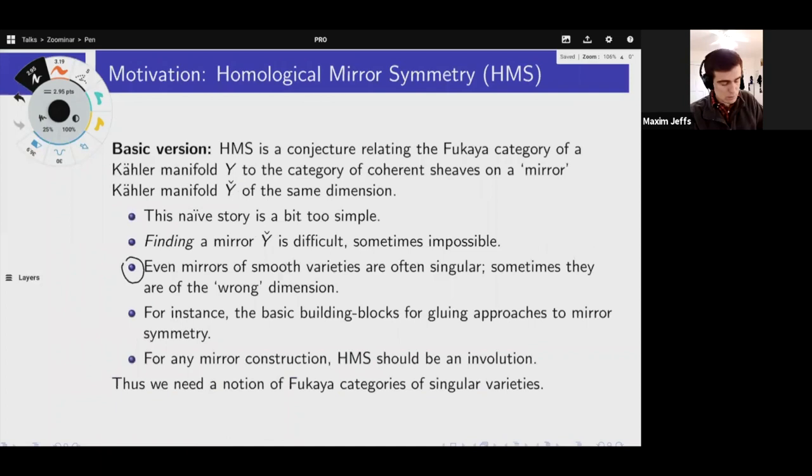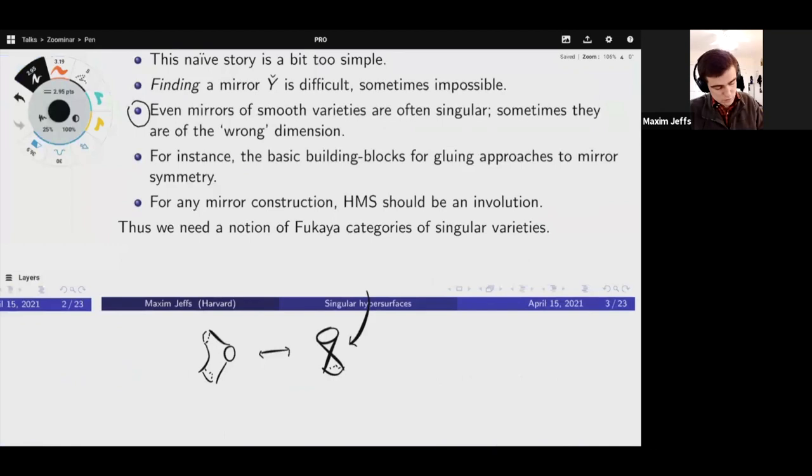More generally, given some mirror construction, we expect homological mirror symmetry to be an involution. That is, we should be able to start from the Fukaya category of the singular hypersurface and then manage to go back again to the other side. Therefore, there's a need for the notion of the Fukaya category of singular varieties. So that's maybe one motivation for why one might consider this question.